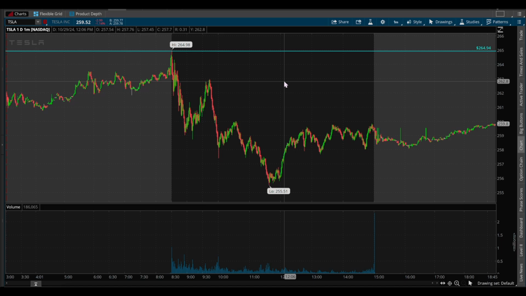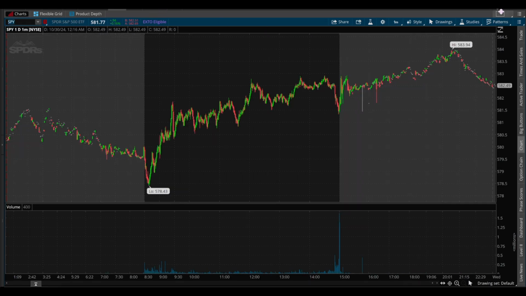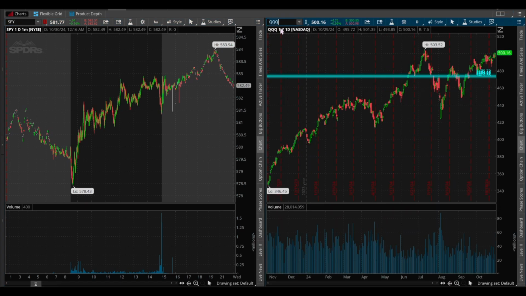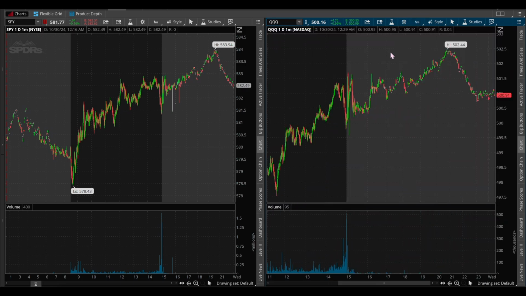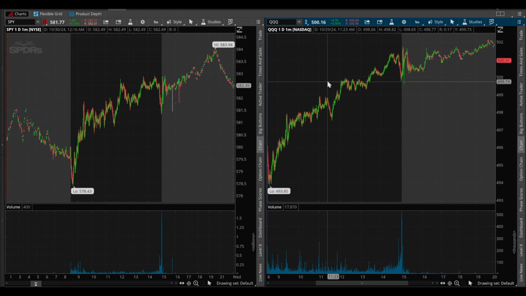I definitely want to show the market correlation between SPY and QQQ and a couple other stocks and ETFs. So I have Tesla pulled up here, so let me go ahead and pull up SPY. Matter of fact, let me do two charts so you guys can see them both. I'll have SPY on the left and then QQQ will be here on the right. Okay, so I'm going to make sure I have them both on the 1 minute just for example purposes. You guys will be able to see the correlation. You guys can pretty much see it here.